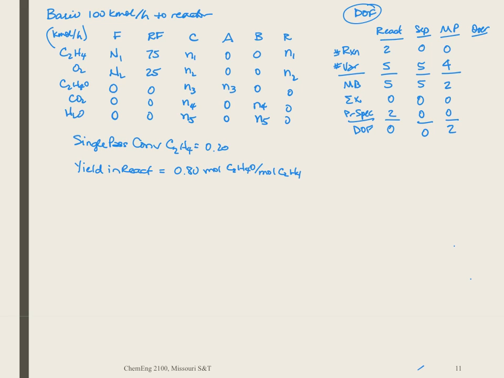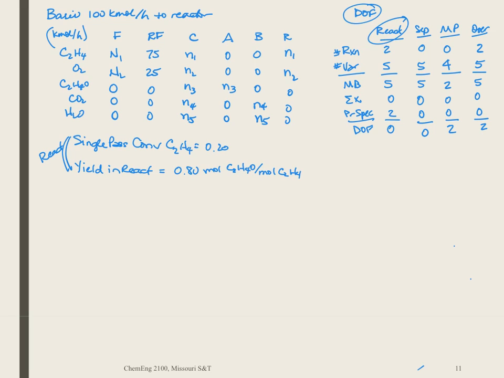The overall system, F comes in, A and B leave. So I have 1, 2, 3, 4, 5 variables. I have 2 reactions that happen within the system. I have 5 material balances I can write, no sum of x's, and no process specs that apply specifically to the overall system. These are both in the reactor. So that would introduce variables that are not defined for the overall system. So therefore, my degrees of freedom is 2. Again, not the best place to start.